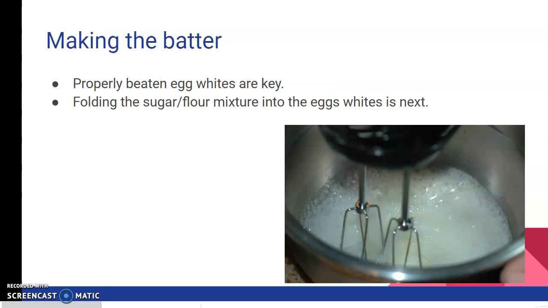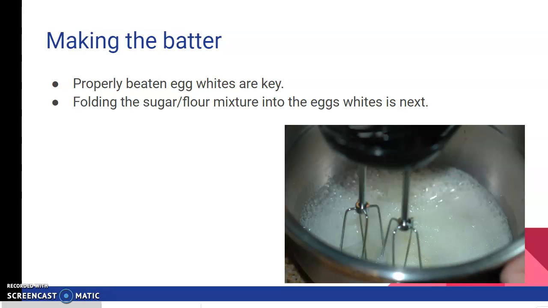Okay, so how do you make the batter for angel food cake or sponge cake or chiffon cake or any type of foam cake? Well, what you're going to do is you're going to have egg whites that need to be beaten properly. That's the key to a successful foam cake. After they are beaten properly, you're going to take the sugar and flour mixture and you're going to fold it into the egg whites. Now you always want to fold the flour and sugar mixture into the egg whites rather than the egg whites into the flour/sugar mixture.